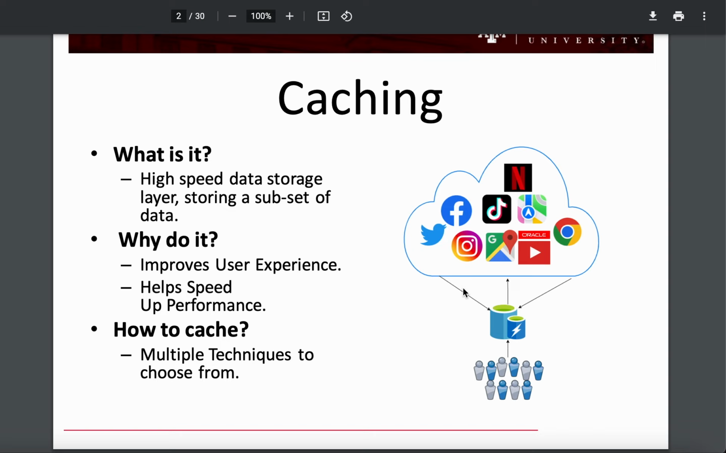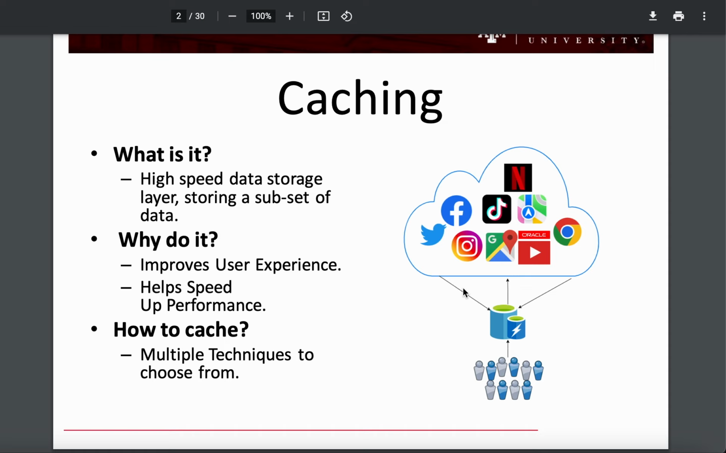Why should we do it? Because it speeds up the performance and improves the user experience, since it reduces the network lag for a particular request. That's why a lot of companies such as Facebook, Google, Apple, Oracle, YouTube, Netflix are investing a good amount of research to cache in a better way.